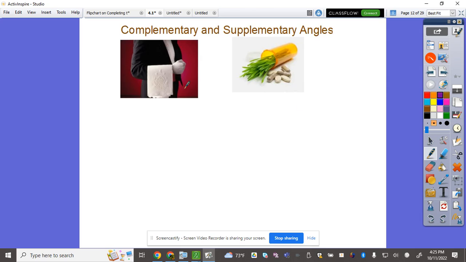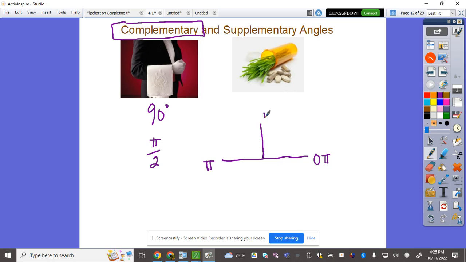Complementary angles means when you add them, it's equal to 90 degrees or pi over 2. Why is it pi over 2? Because in standard position, this is 0, this is the entire pi, and half of that is pi over 2, which is 90 degrees. And for supplementary angles, that is the 180 degrees. When you add the two angles, they have to equal 180 or pi.